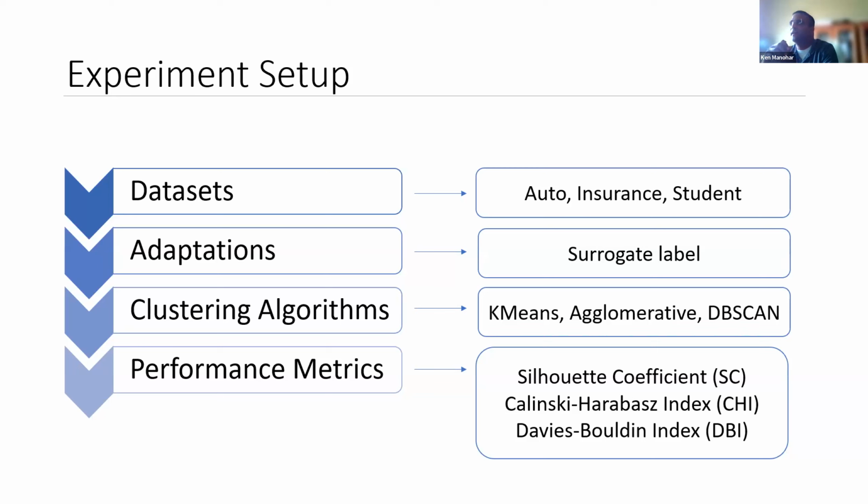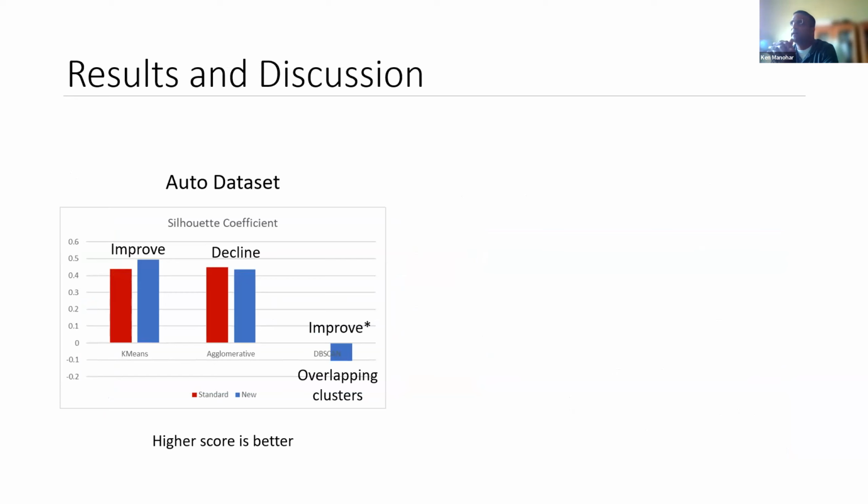So first, we're looking at the auto data set, and we're looking at just the silhouette coefficient scores. The red column represents the standard approach, and the blue column represents the new approach. Just by looking at the chart, we can see for the k-means algorithm, the new approach had better performance in terms of the silhouette coefficient. For the agglomerative algorithm, the new approach had slightly less, about 2% in terms of performance. You could argue that is negligible.